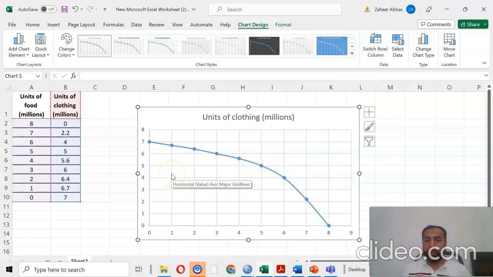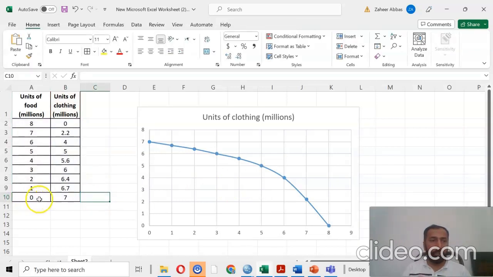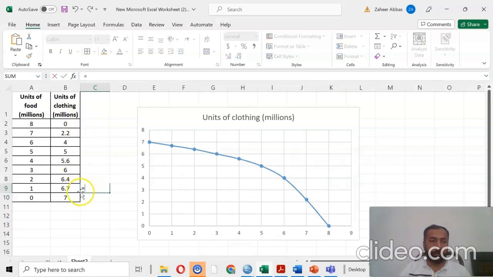So this shape is concave because of increasing opportunity cost. Let's see how the opportunity cost is calculated. For example, here, if we want to increase the production of food from 0 to 7, how many units of clothing do we have to give up? 7 minus 6.7. So our answer is 0.3.